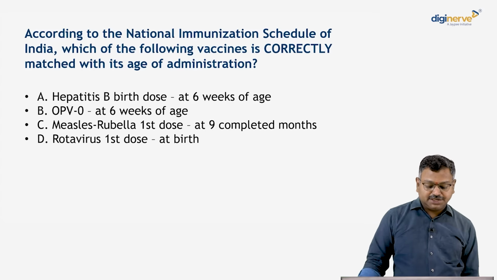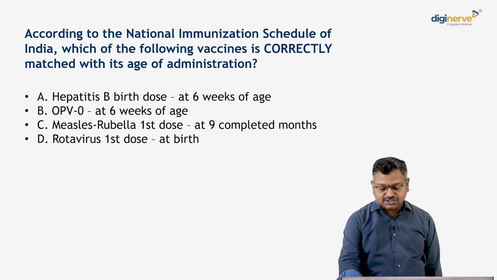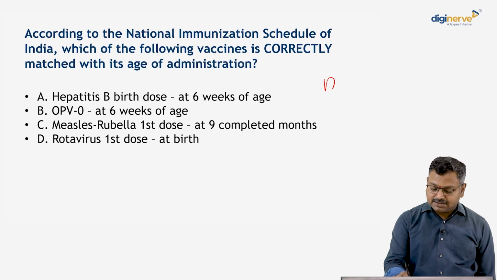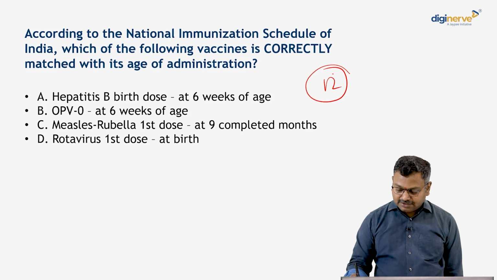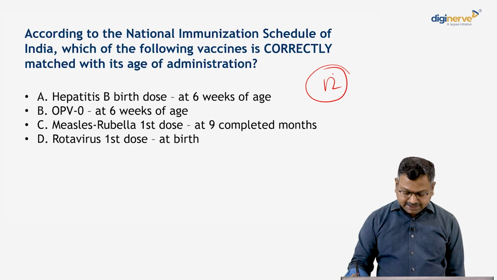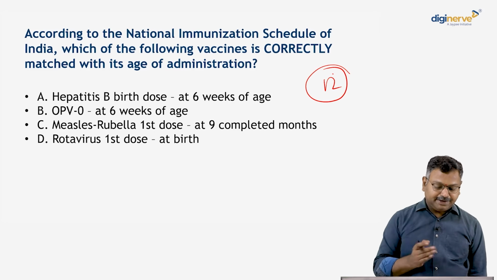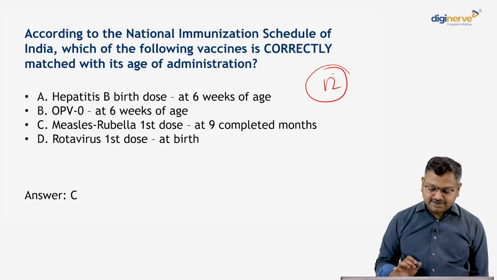According to the National Immunization Schedule, which of the current vaccines is correctly matched? Hepatitis B at 6 weeks, OPV at 6 weeks, MMR at 9 months, rotavirus at birth. Now, which is correctly matched here? Based on the National Immunization Schedule, 12 vaccine preventable diseases are covered. So you have the BCG, the hepatitis B, the measles, mumps, rubella, the pentavalent vaccines, pneumococcal and rotavirus vaccines. The one which is correctly matched here is the MMR, which is given at 9 months, option C.